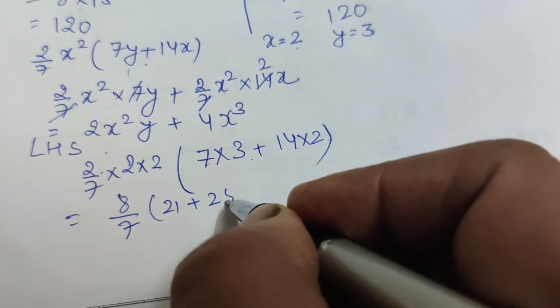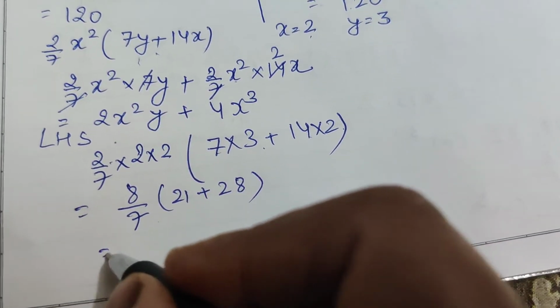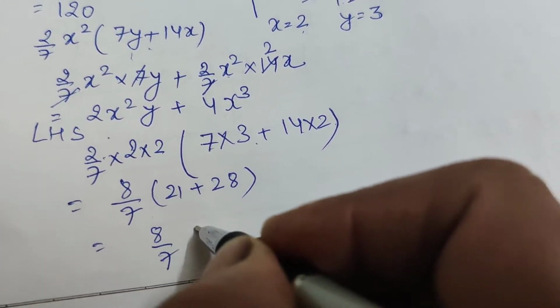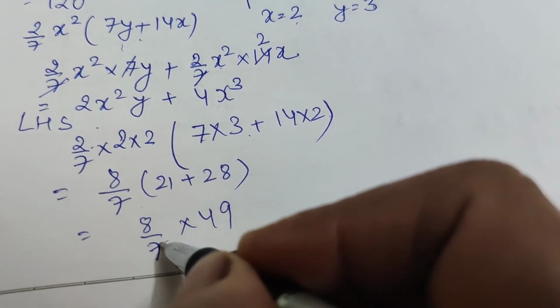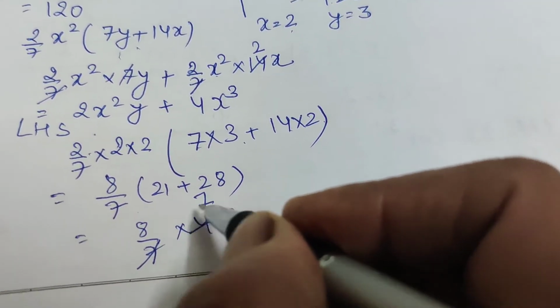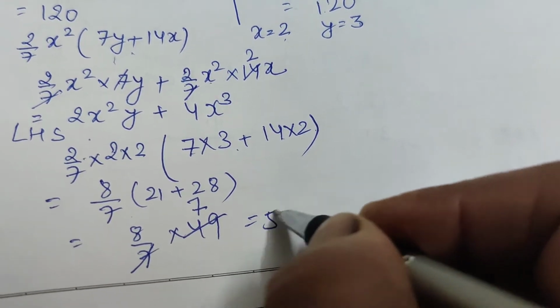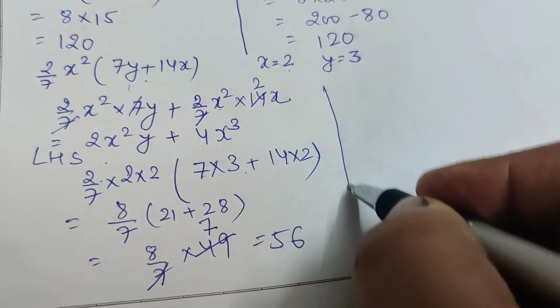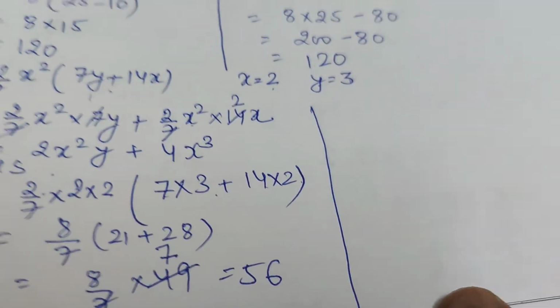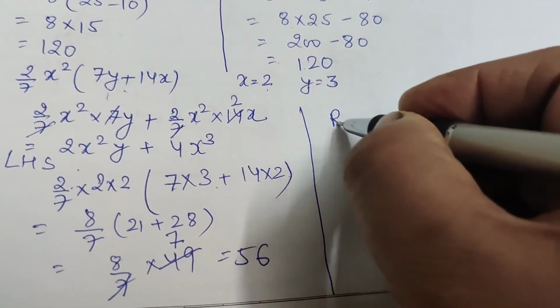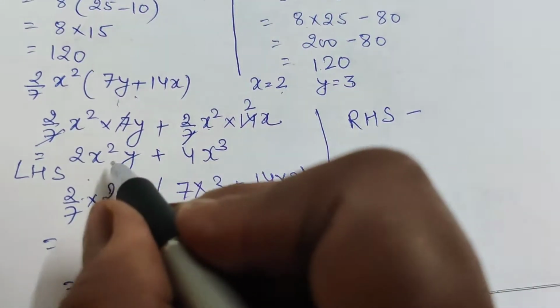21 plus 28, 49. 7, 8, 8 into 7 is 56. This is LHS. Now put the value in RHS. Right hand side. This is the right hand side.